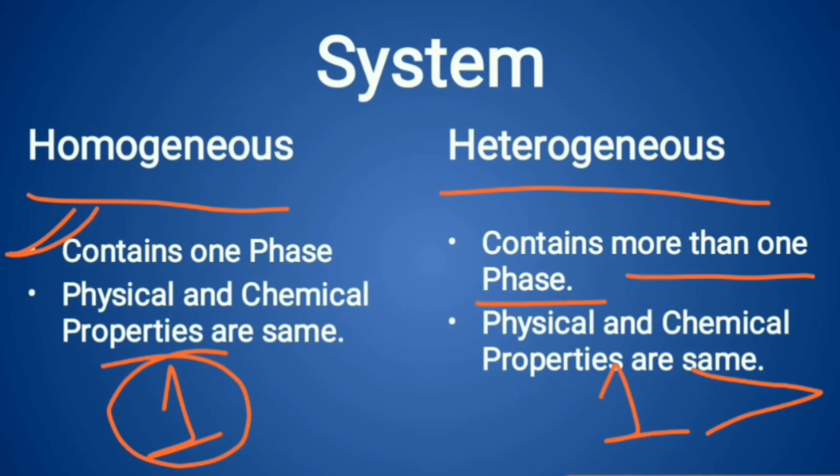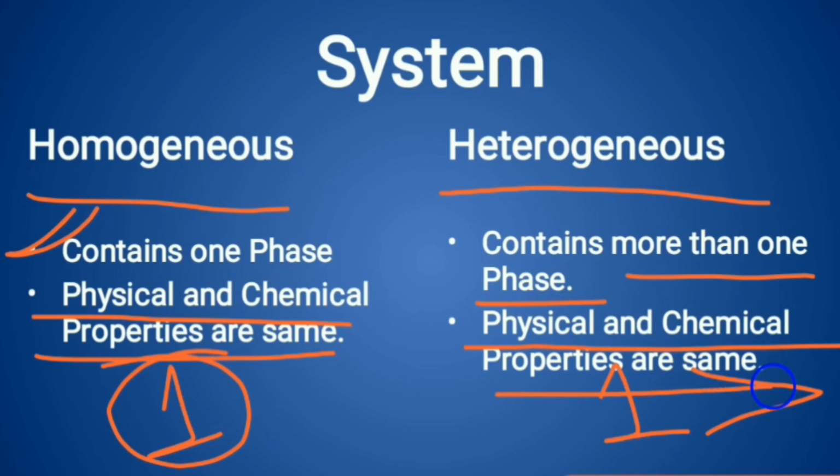In a homogeneous system, physical and chemical properties are the same. Definitely, if the phase is one, then the physical and chemical properties will be the same. But in a heterogeneous system, physical and chemical properties are not the same. So this is all about the system.